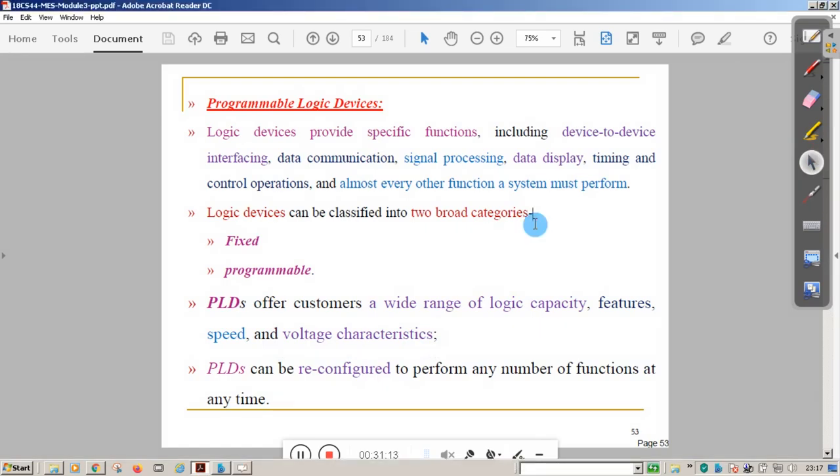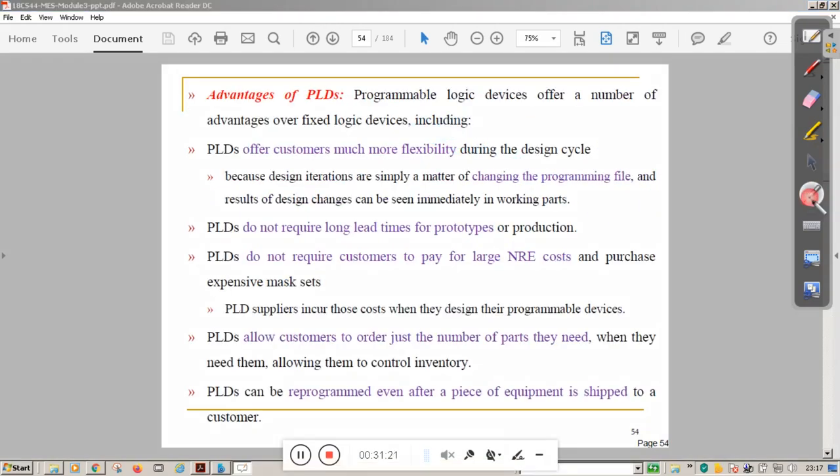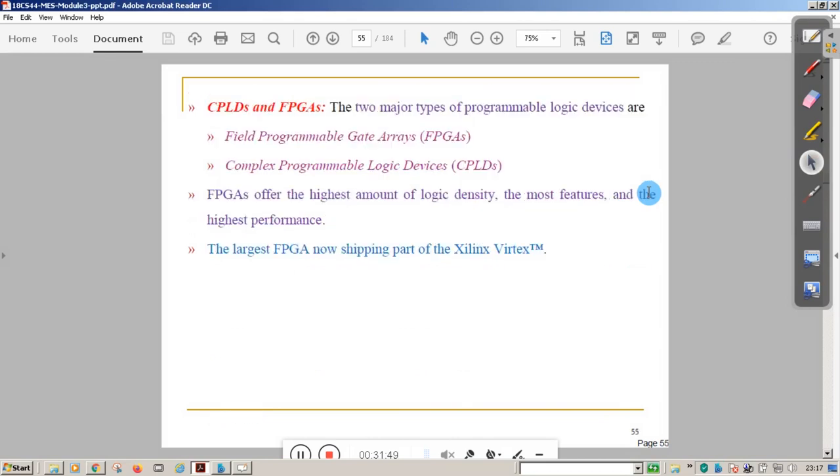Now we'll see the two different types of FLD. But first, before moving to the two types, what are the advantages of programmable logic devices? Programmable logic devices offer a number of advantages over fixed logic devices, including much more flexibility for the customer. Second, they don't require long lead time for prototype production. They don't require the customer to pay a large NRE. They allow customers to order just the number of parts they need. They can be reprogrammed even if a piece of equipment is shipped. So all these are the different advantages.